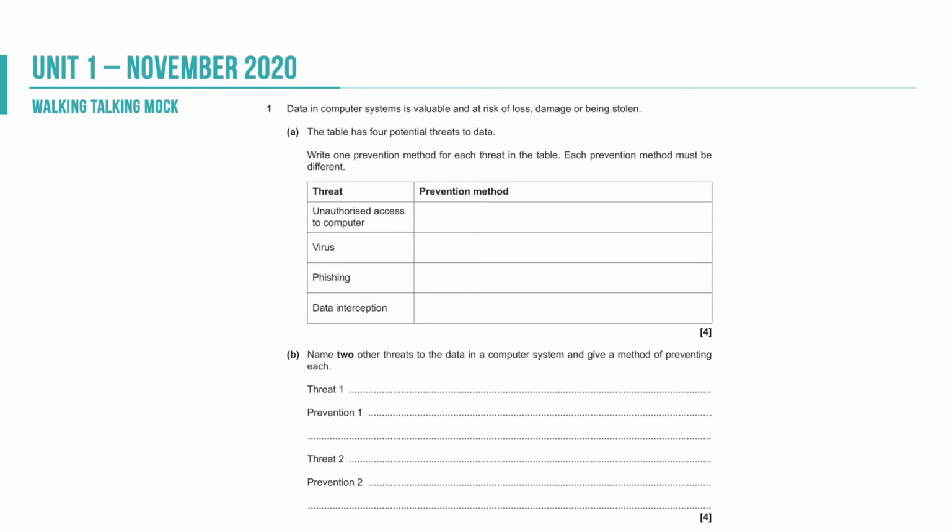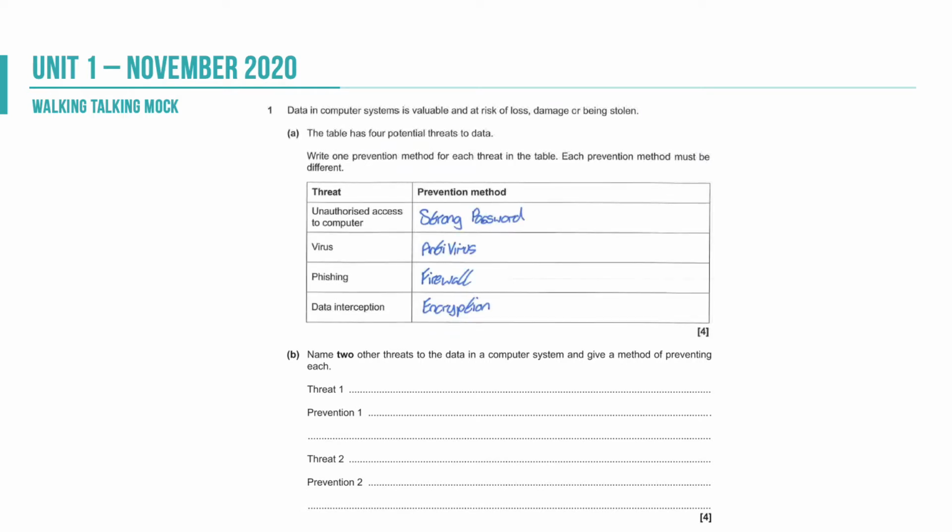We've got unauthorized access to a computer, we've got viruses, phishing and data interception. These are the answers I'd then be putting for question 1. We've got a strong password for unauthorized access, antivirus for virus, firewall or encryption. There are, however, a number of different answers you can have for those on the mark scheme. The one thing the mark scheme does say is you're not allowed to repeat your answers. So firewall would get you the mark for point 1 and it would get you the mark for point 3, but you can't put firewall for both. Although they are correct answers, you can't repeat your answers. First 4 marks hopefully in place then for those first couple of questions.